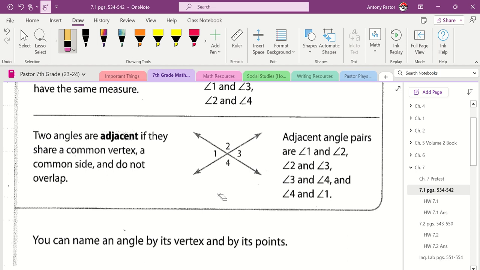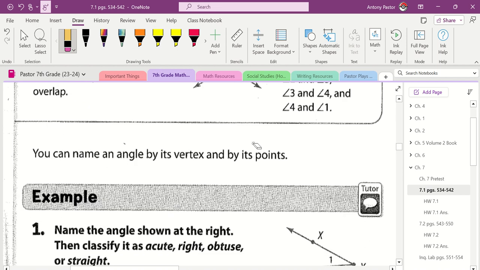Good job. Okay. So, angle 1 and angle 2 are adjacent. Everybody else can read what other ones are adjacent, ladies and gentlemen. Okay, so those are all adjacent angles, and we just learned our last vocab term for the lesson.